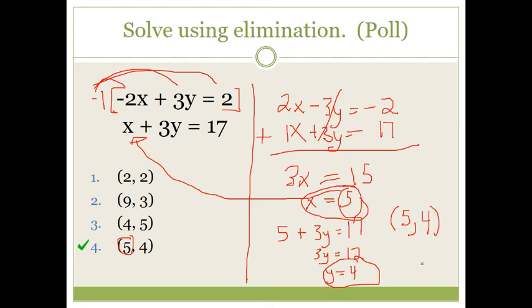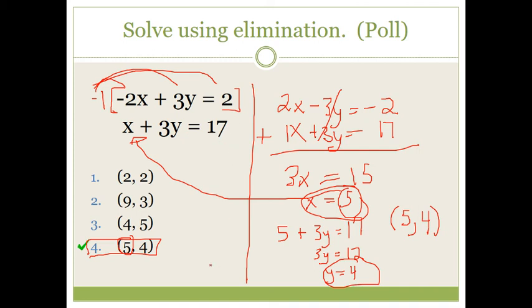So this point, (5, 4), represents the solution, meaning that if I graphed these on a graphing calculator, you would see that they cross at that point, because that's what our solution represents graphically. In this case, the solution was D, the point (5, 4). If you wanted to check that, you could go back up into your original equations and replace the x with 5 and the y with 4 and check that you get true statements in both.